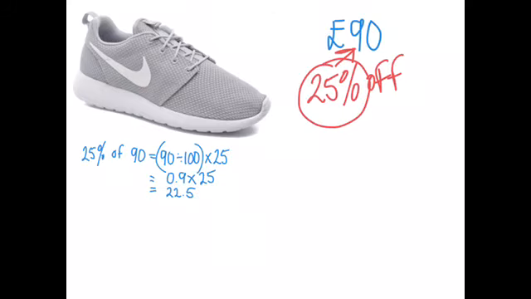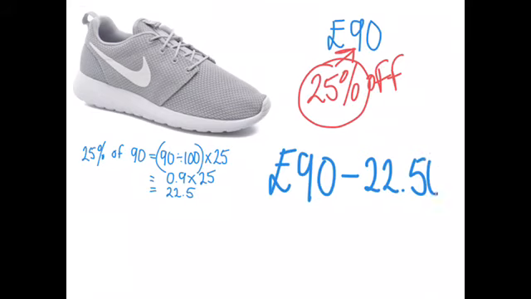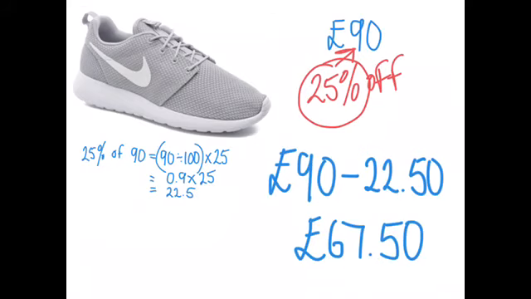We then needed to do 90, because that was the original price, take away £22.50. If you use your calculators, what's the answer? £67.50. That is the price. 20% of you getting that right. That is a really, really tricky question, but that is the type of question you need to be able to do for tests.